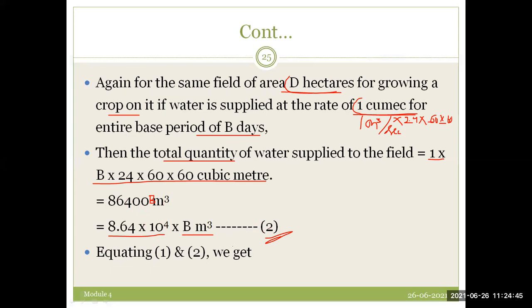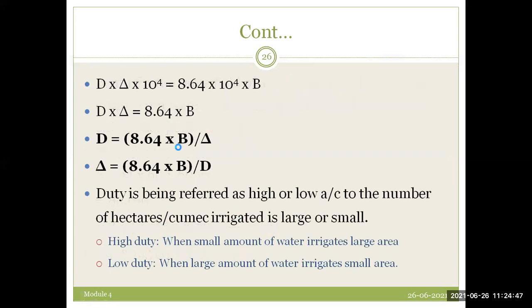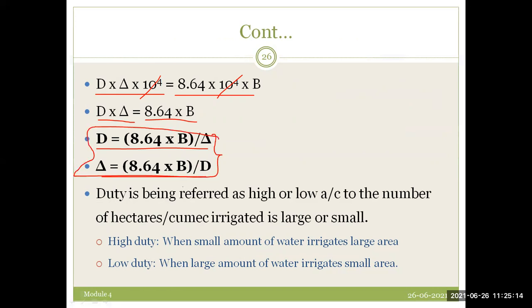Now we equate 1 and 2. We get D into delta into 10 power 4 is equal to 8.64 into 10 power 4 into B. The 10 power 4 terms cancel, and you get D into delta is equal to 8.64 B. So D is equal to 8.64 B by delta, or delta is equal to 8.64 B divided by D. This represents the relation between duty and delta.